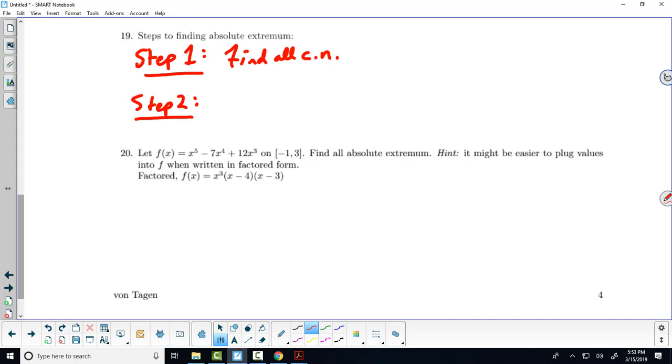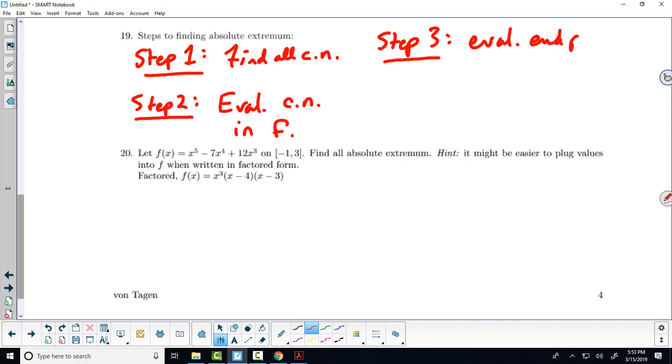is we're going to evaluate all critical numbers in the original function, to find their actual y values. Step 3, and this is the step that students often forget, step 3 is evaluate the endpoints. And then step 4 is to simply classify the results. So folks, I'm giving you the steps before we try the problem, but that's okay.